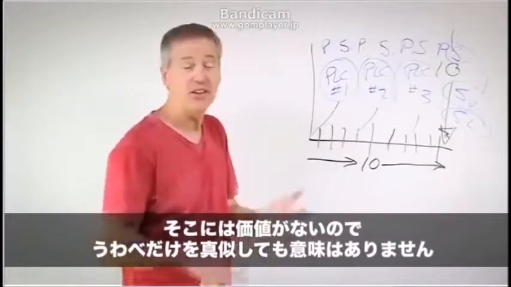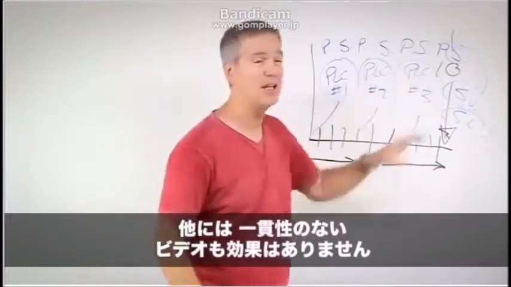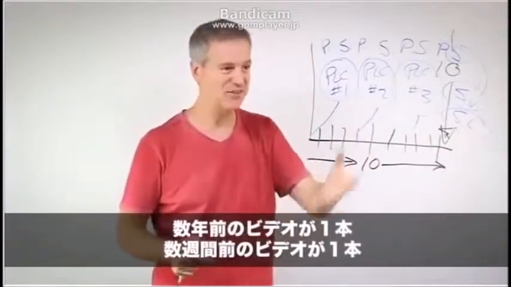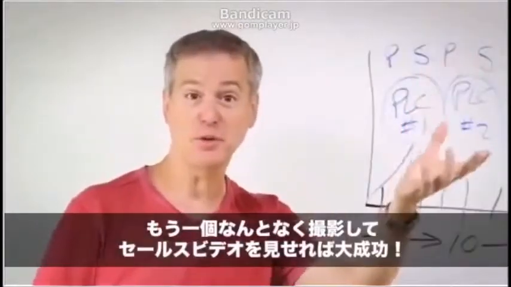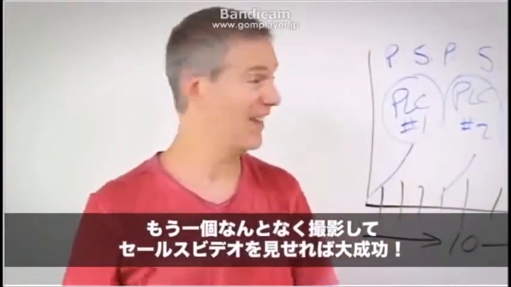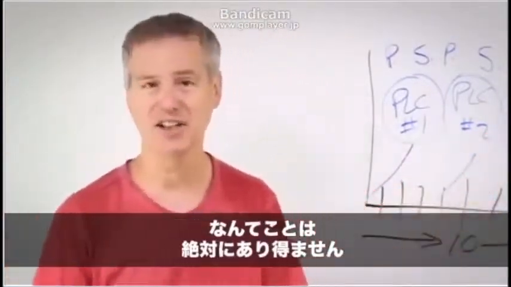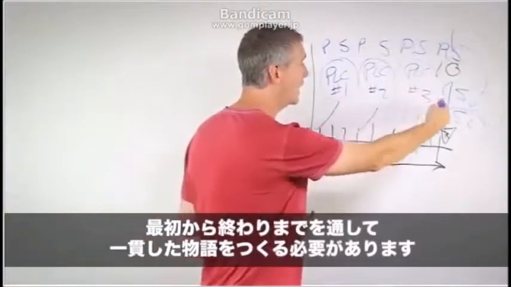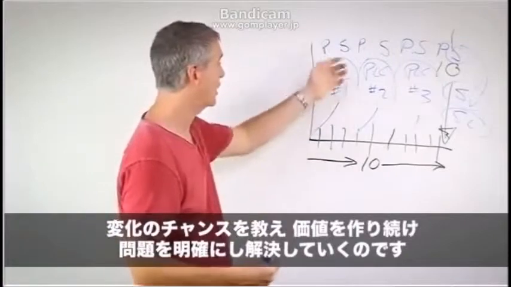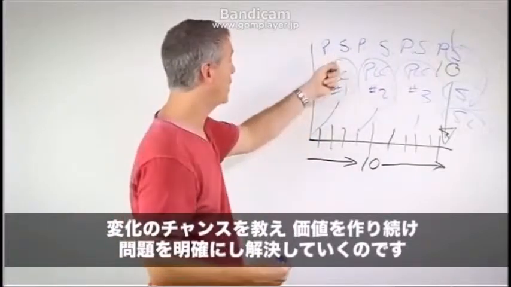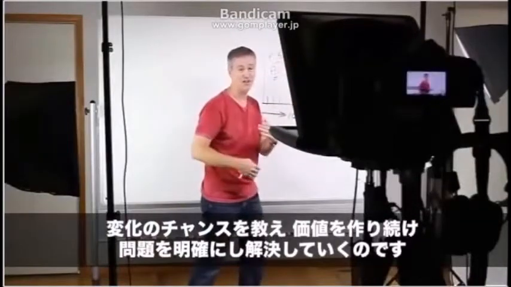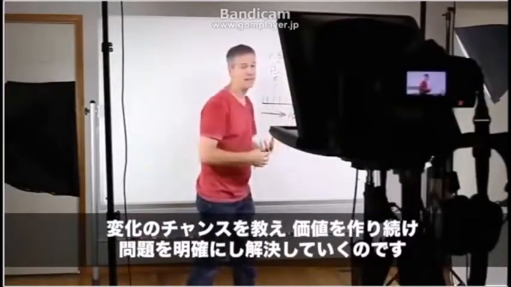That doesn't work. Another thing that doesn't work is just throwing out 3 random videos. Like, "Well, I had this video I shot 2 years ago, and this video I shot last week, and I could throw together one more video, and then a sales video, and it wins." It doesn't. You have to create this big journey throughout this whole path where you're showing the transformation, where you're continually building value, where you're defining a problem and you're solving it. Define a problem, then solve it, and move through it this way.